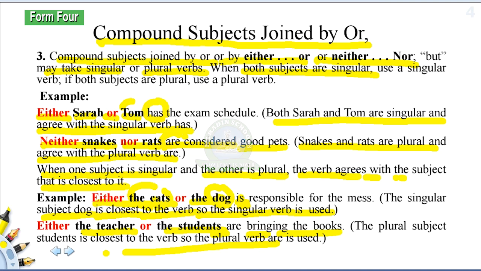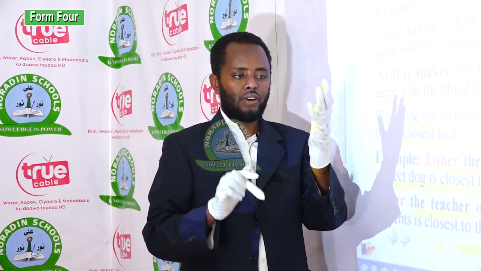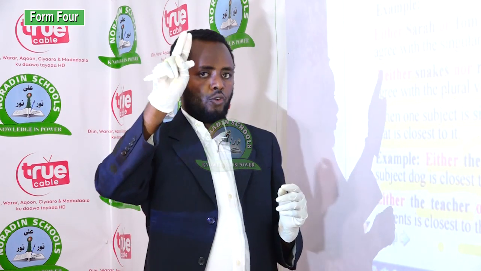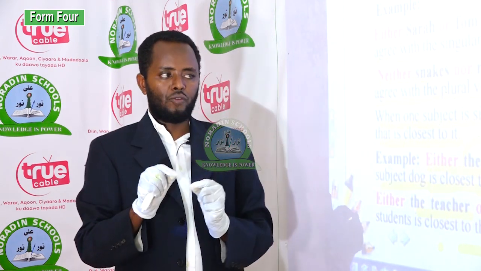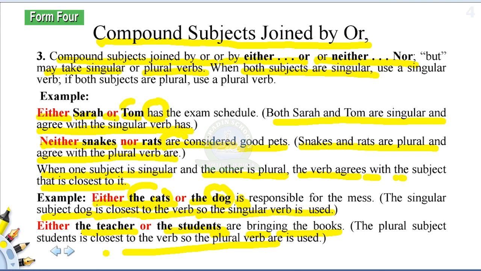Remember, how many points did we cover now? If you have a compound subject and the parts are plural, you're going to use a plural verb. But if they are singular, joined by either/or or neither/nor, we're going to use a singular verb. What about if one is singular and one is plural? You consider the one that is closest to the verb.